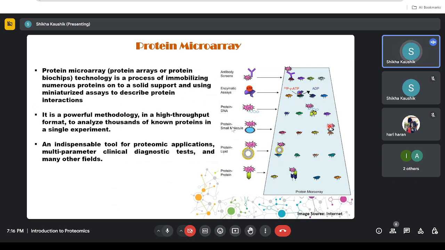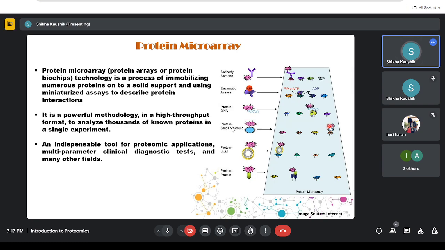Likewise, you have a protein microarray. Protein arrays are also called protein chips. It is a process of immobilizing numerous proteins on a solid support using a miniature assay that describes protein interaction. So it can be an antibody screen, an enzymatic screen, protein DNA interaction, protein interacting with a small molecule, protein lipid interaction, and protein protein interaction.